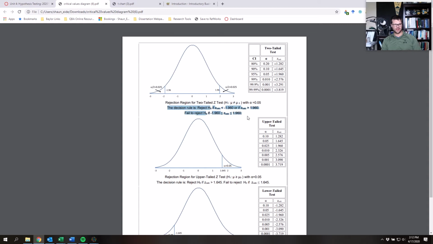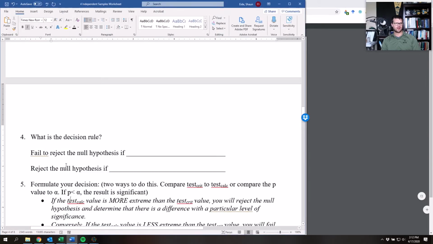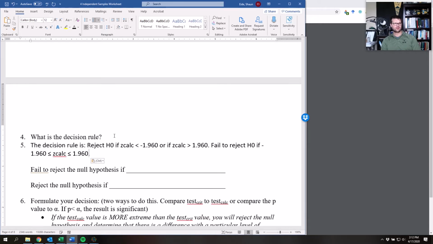So the decision rule for a two-tailed test, I'm just going to copy this, and I'm going to go back to here, and I'm going to say, okay. Decision rule is, reject the null hypothesis if, here we go, we're going to copy this.